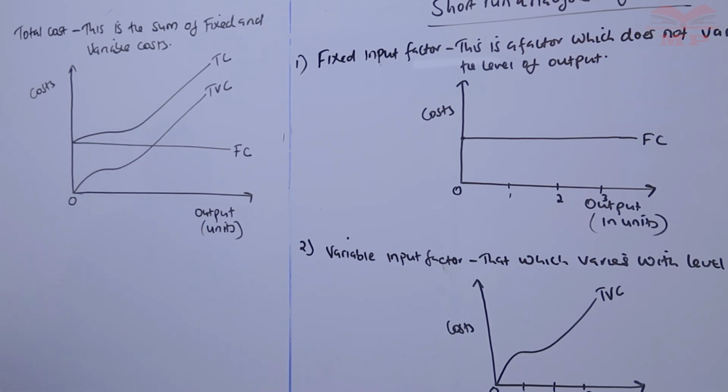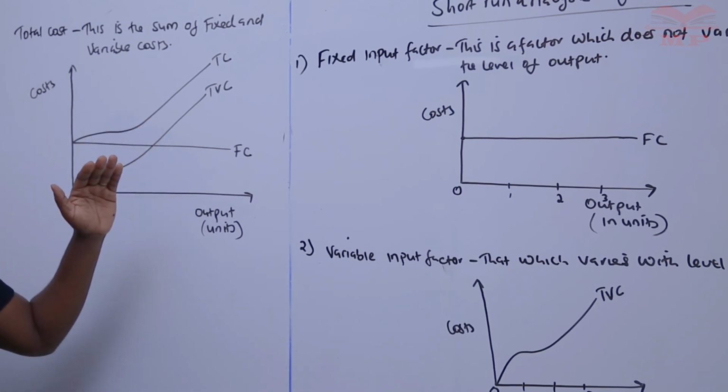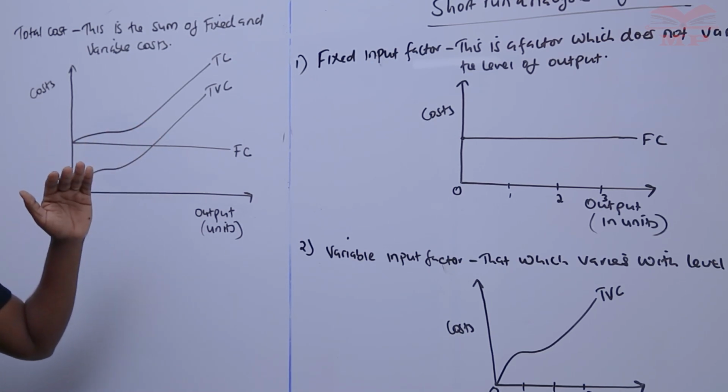We have a relationship between total cost curves, total variable cost curves, and fixed cost curves. So what is the relationship? The total cost curve is drawn based on the law of diminishing returns.